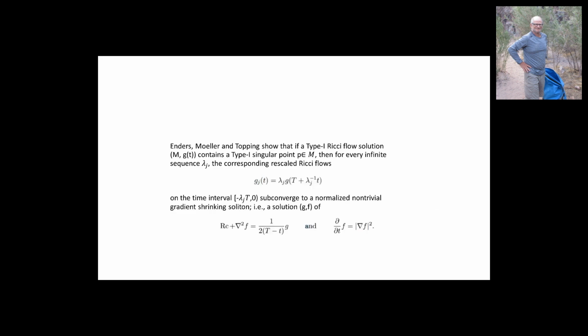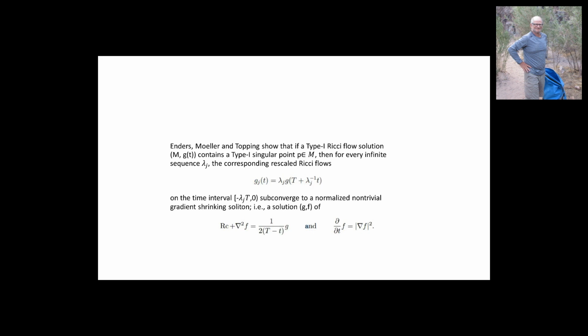There is a very interesting and important result of Naber and Topping, which shows that if a type 1 Ricci flow solution contains a type 1 singular point P, then for every infinite sequence, the corresponding rescaled Ricci flows, in the usual form of rescaling, on a time interval which goes from minus lambda_j T to 0, converge, at least along a subsequence, to a normalized, non-trivial gradient shrinking soliton.